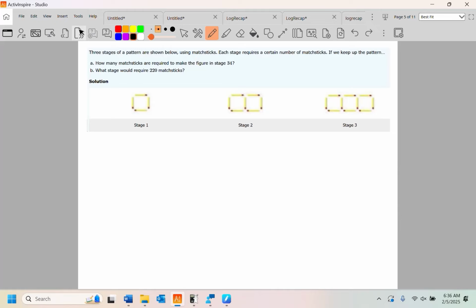Let's see, 3 stages of a pattern are shown below using matchsticks. Each stage requires a certain number of matchsticks. If we keep up the pattern, how many matchsticks are required to make the figure in stage 34? What stage would require 220 matchsticks?